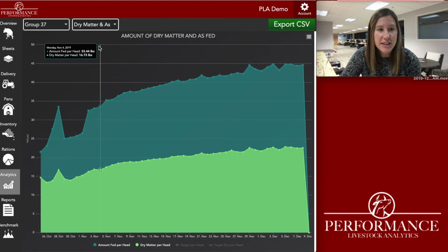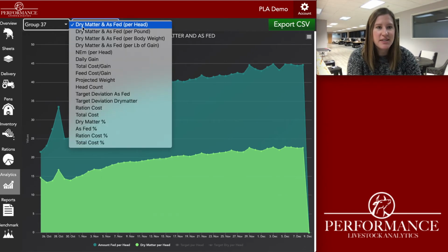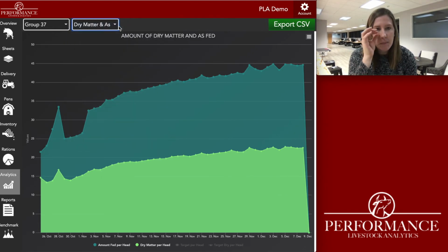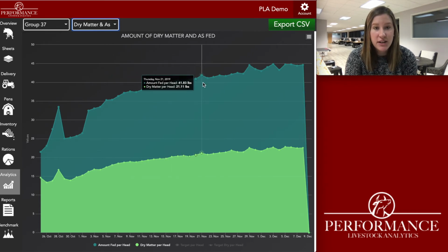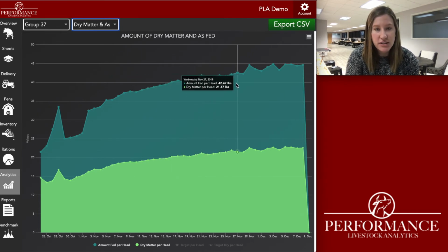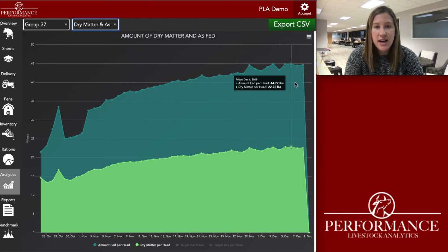So you can really see where those breakdowns are coming from and the performance across the yard. So the chart that I'm going to use here is the dry matter and as fed per head. And what's really great about this chart is that it gives you a breakdown of the consumption over time for the group itself. So this is a very direct reflection to your closeout report information, where that dry matter is coming from. As you can see here, over time, it will show you that rise and fall in those individual cattle intakes.